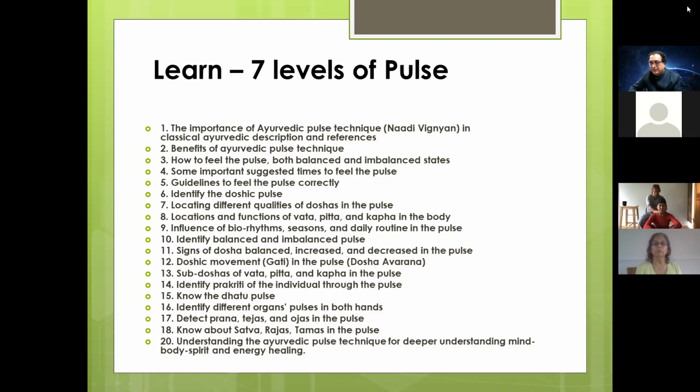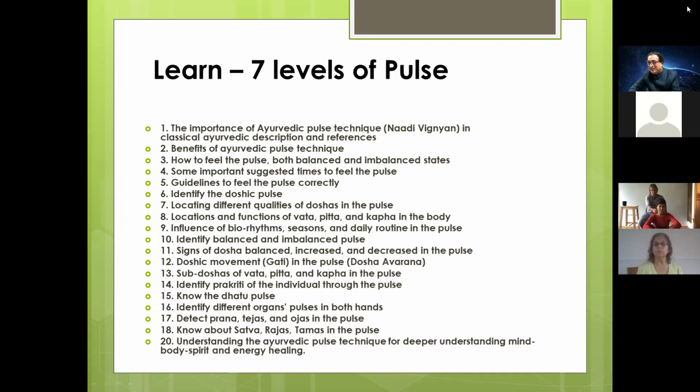Identify the doshic pulses, the various dosha pulses, vata, pitta, kapha, how the body is reacting and everything; you can feel it like that. Identify the doshic levels, locating the different qualities of the doshas in the pulse. As I mentioned earlier, ruksho laghusita karsushmasyano anilaha. That means vata qualities of dryness, roughness, coldness, and non-stickiness. These are the various qualities you can feel in the pulse.